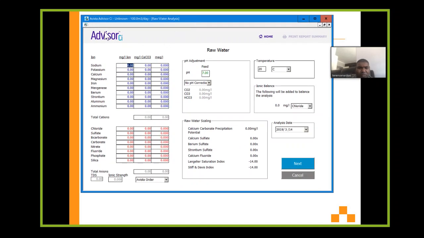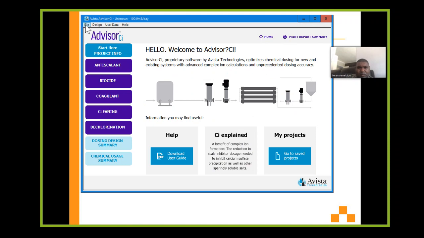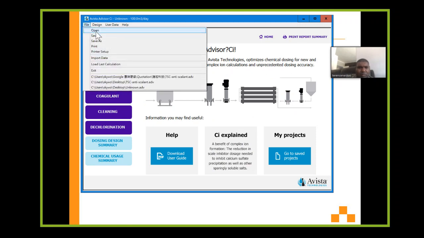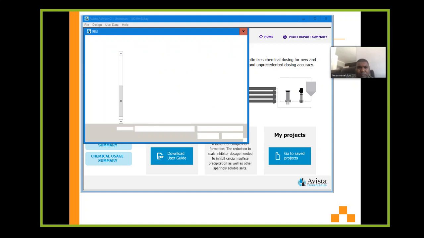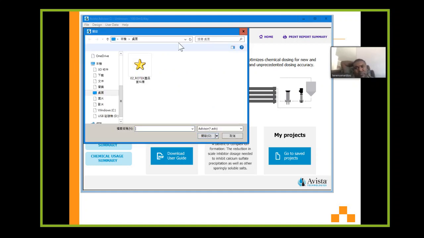Okay, so I will just load in the previous project that I was working on. Open that. Oh, it's so slow.